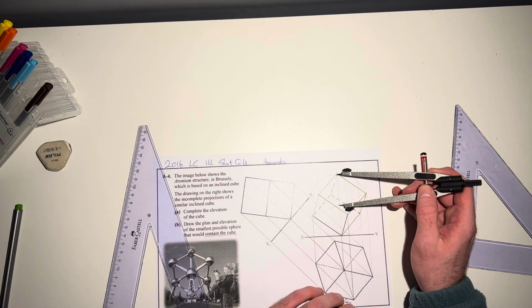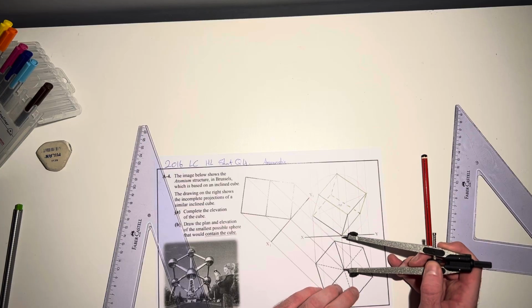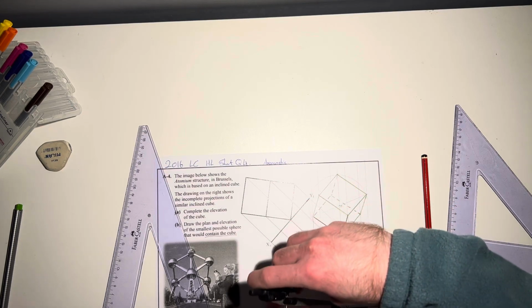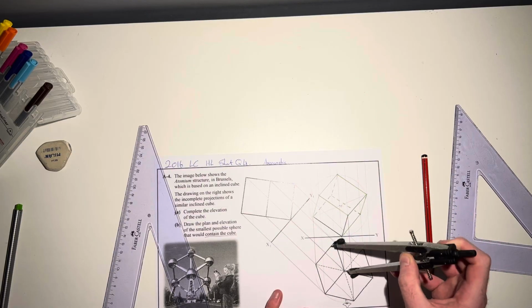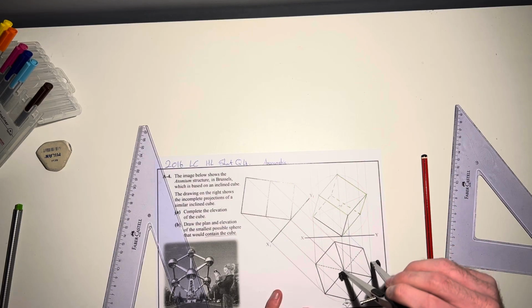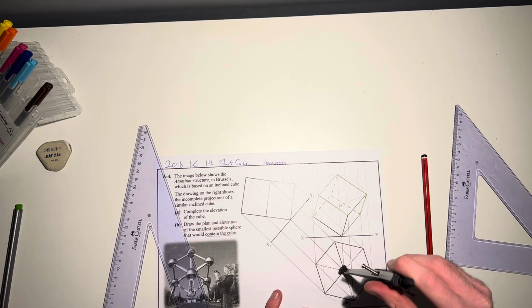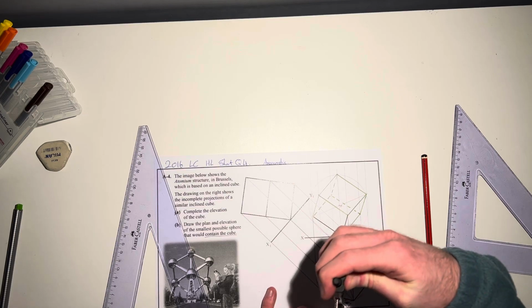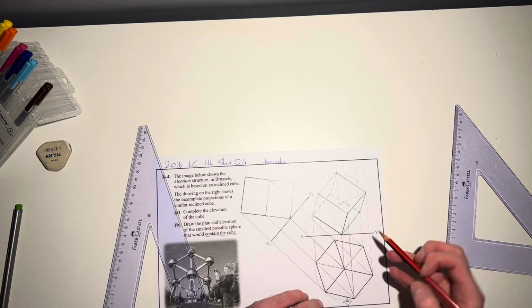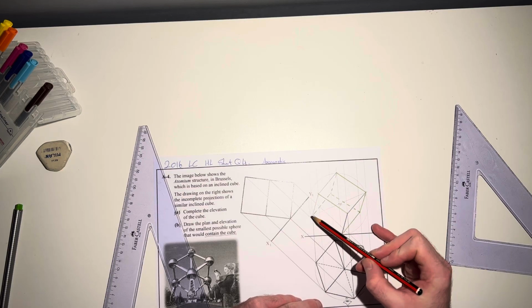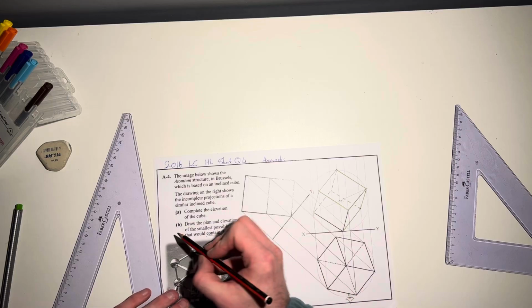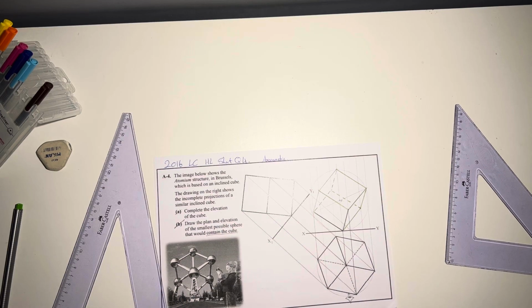Now, keep your compass at the same distance. We're going to do the same down here. Now, you can see that the circle touches each of the points in plan and elevation. So that's how we do that question on your exam, the short question from 2016 Leaving Cert Higher Level.